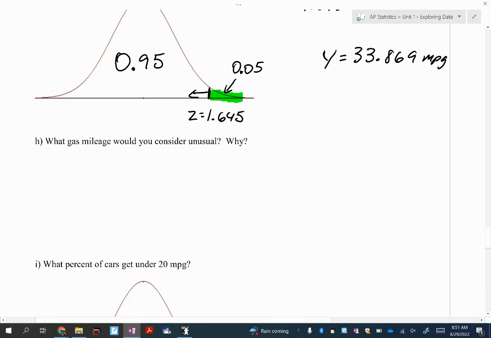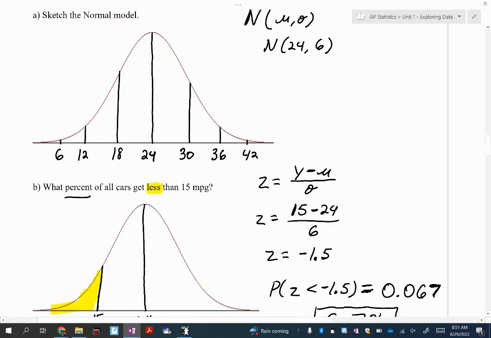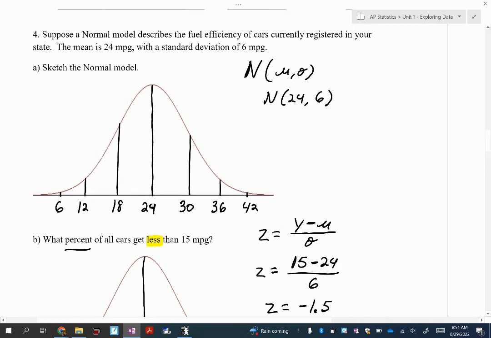Okay, what gas mileage would you consider unusual? I'm actually going to go back to the very first thing we did in this problem and go to my sketch of the normal model. I mentioned at the beginning that I believe the z-score needs to be greater than 3 standard deviations away from the mean, or less than -3. Some teachers will teach that it just needs to be past 2 because, again, 95% of the data values will fall between 2 standard deviations above and 2 standard deviations below the mean. So I'm okay with either one. It's your choice. The AP exam will accept both.